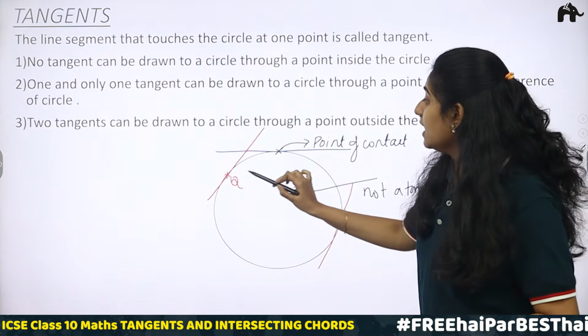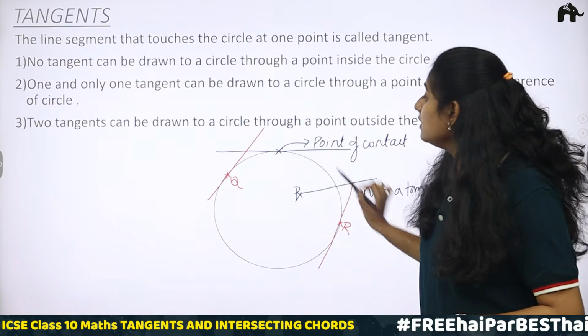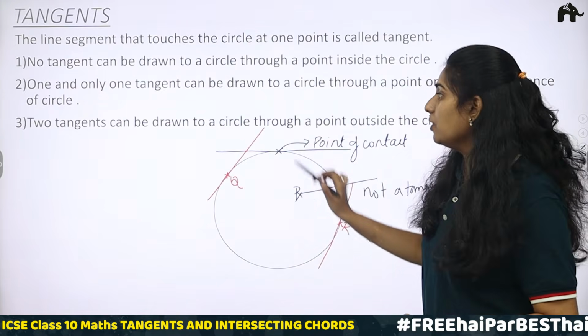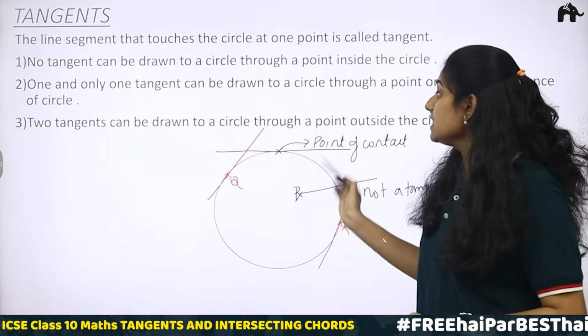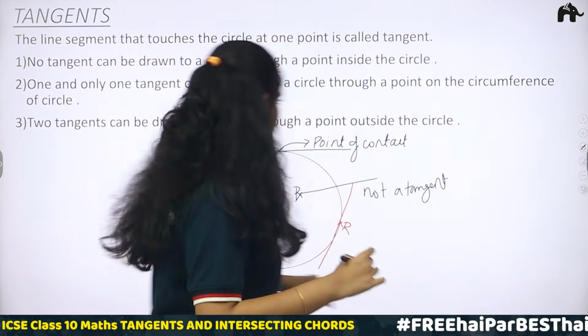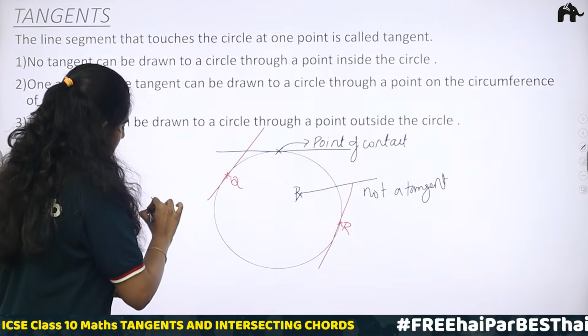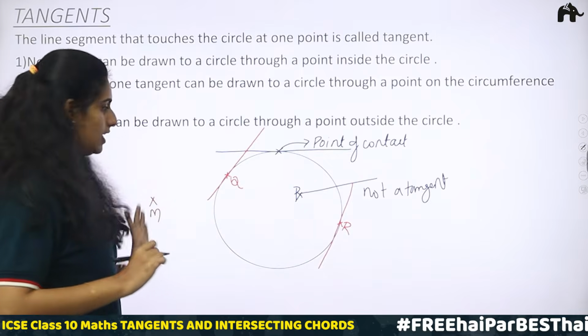Second case, we have taken a point that lies on the circumference of the circle, and now we are going to take a point that lies exterior to the circle. Here I have a point M. Okay, this is my point M.